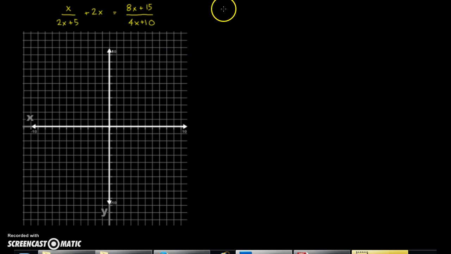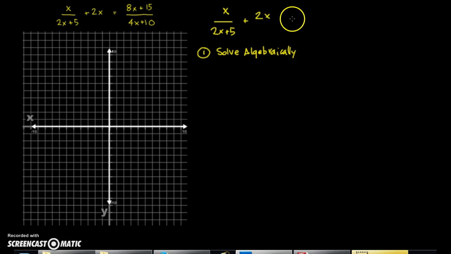So when we're looking at this, let's just start writing it out. I've got x over 2x plus 5. And let me just say, the first thing I want to do is solve algebraically. This is my first thing I have to have in my mind. I want to have both with the same denominator. So let's put this all over 2x plus 5 as well, which means at the top I have to put 2x plus 5. And that equals 8x plus 15.